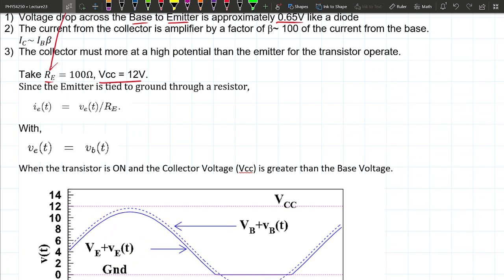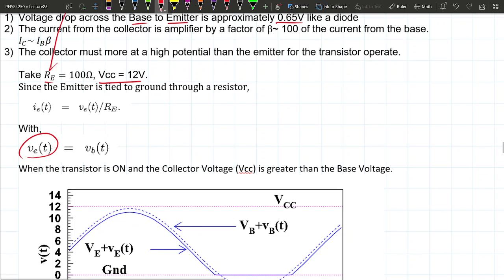Okay. So with what we just previously derived, the time-dependent part of the voltage at the emitter has to be the same as the time-dependent part of the base. And the constant part of the base is going to equal the constant part of the emitter plus 0.65 volts.